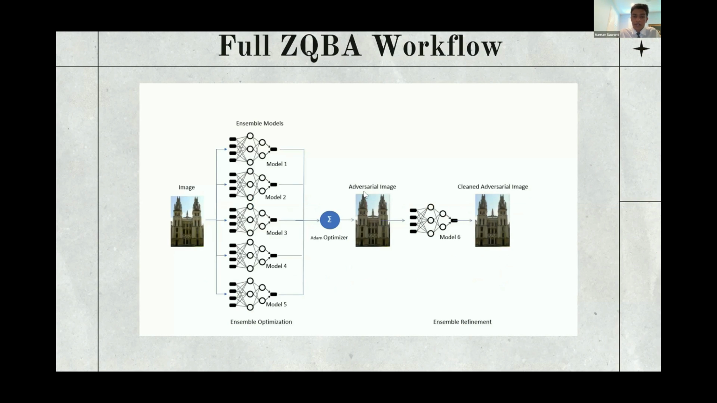This is a little bit of a diagram that helps illustrate our workflow. So the first step is take the input image. We attempt to optimize a joint objective loss function across 5 models. We then generate our adversarial image, and then we optimize on the 6th model we've held out, generate our adversarial image, and we continue to do this for multiple iterations.